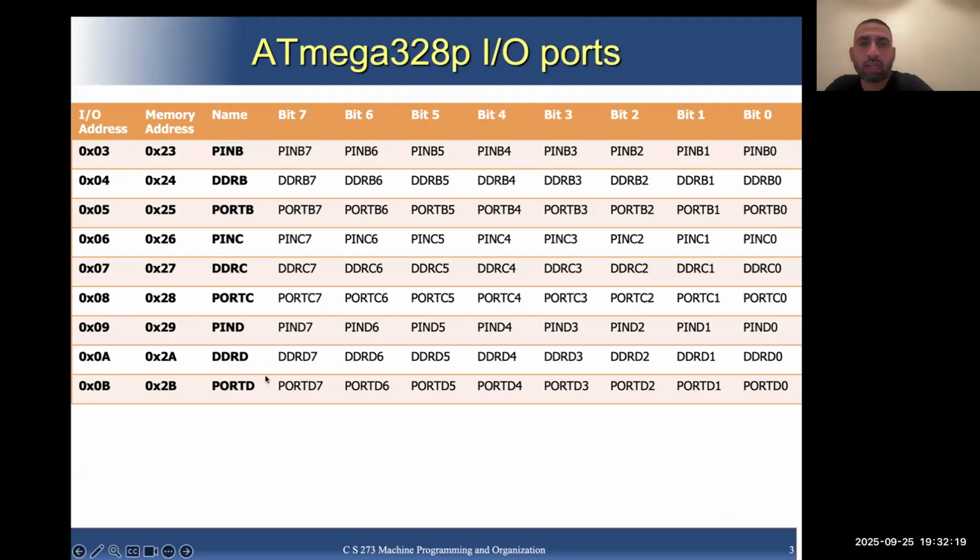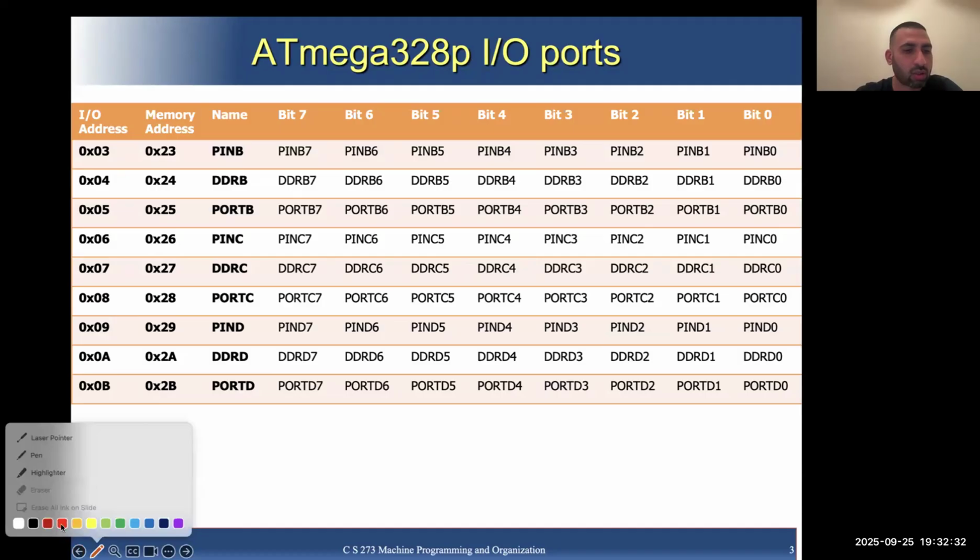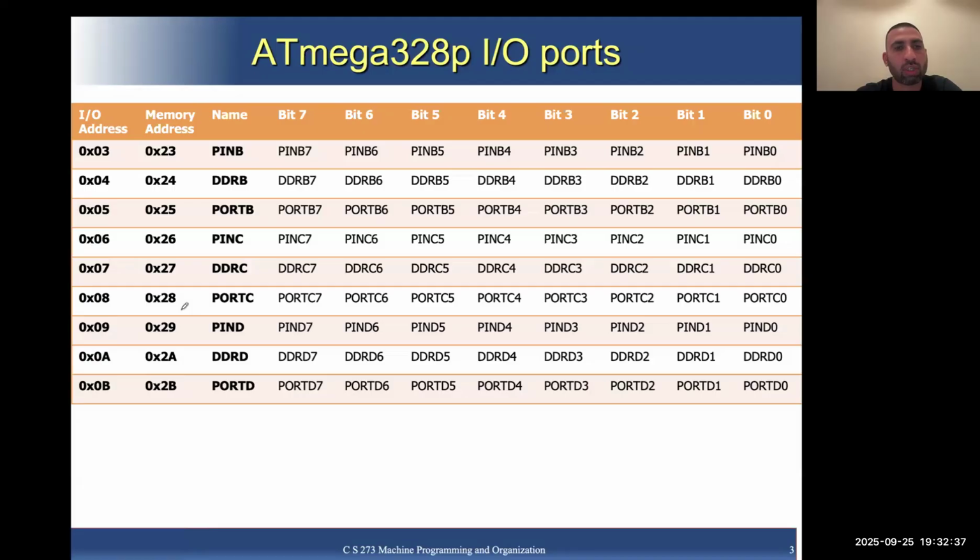So if we look at the Mega 328P microcontroller, we have three different I/O ports, and with respect to each port, we have three registers. These three registers are used when you want to do input or output operation on one of those ports. So for example, you have these three registers, PINB, DDRB, and PORTB. All of them are associated with port B. The next three registers are associated with port C, and the next three, PIND, DDRD, and PORTD, are associated with port D.